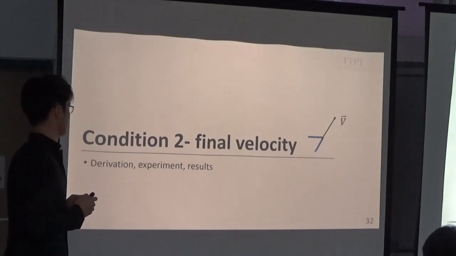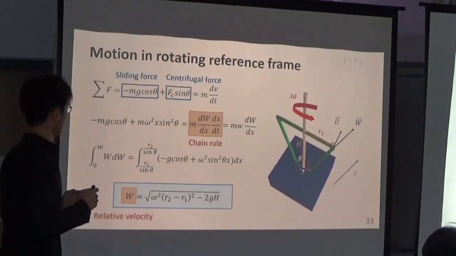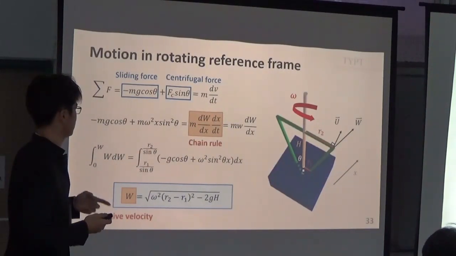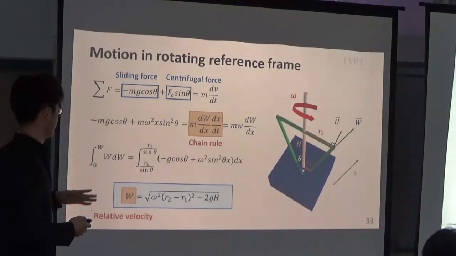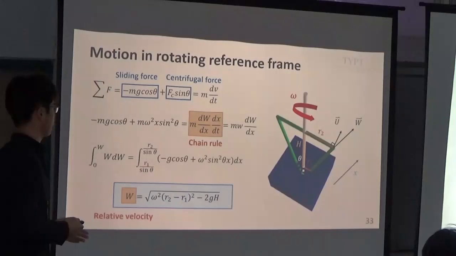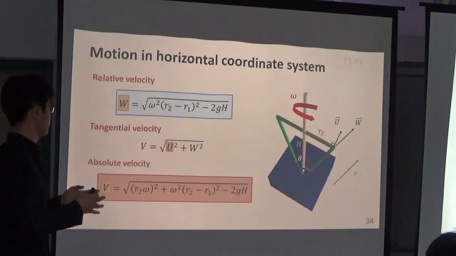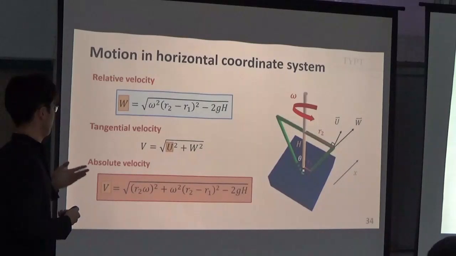And next, I would like to talk about condition 2, which means the final velocity of the water coming out from the straw. So I consider the sliding force, which is caused by gravity, and the rising force, which is caused by the centrifugal force. And after calculation, we can get the relative velocity, just like this equation. But in order to get the absolute velocity, we have to consider both the relative velocity and the tangential velocity. And we can get the final equation just like this.